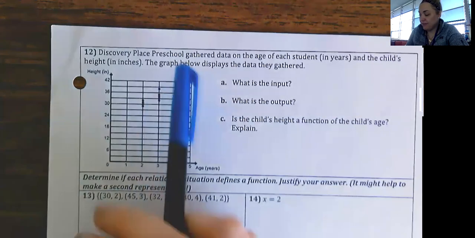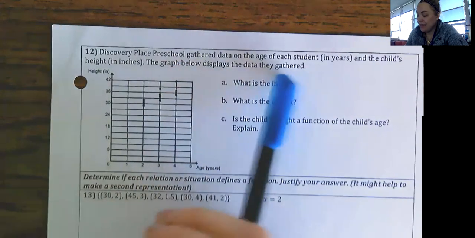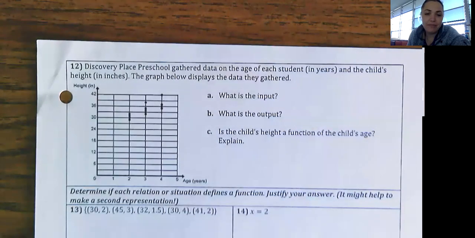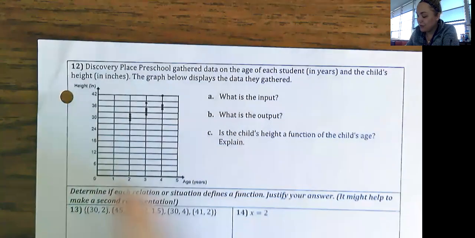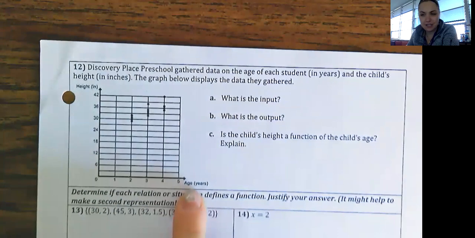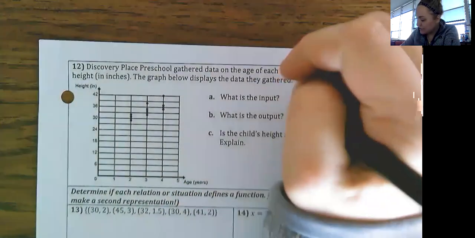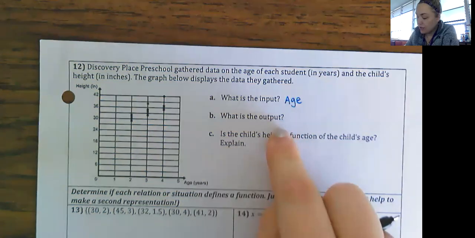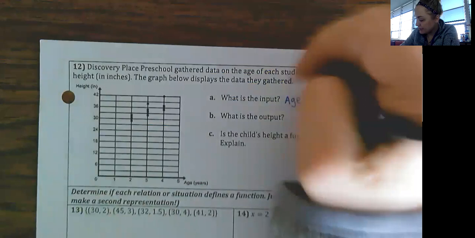So number 12, Discovery Place Preschool gathered data on the age of each student in years and the child's height in inches. The graph below displays the data that they gathered. So the first question, what is the input? Now remember, your input is your X value or the independent variable. So our input, our X value here, the thing going into this function is the age. That's the thing they evaluate first. So we are going to say age. Now, what is the output? Well, the output is going to be a height.